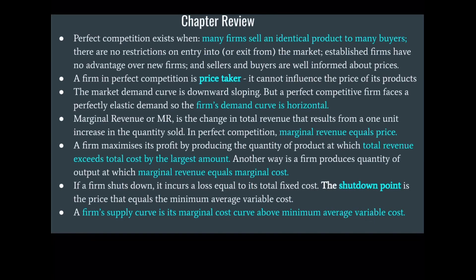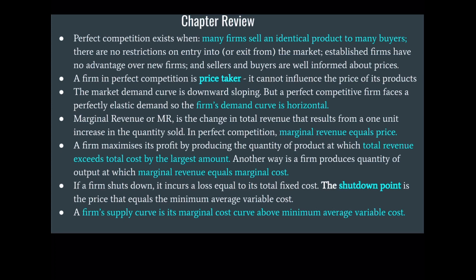Chapter Review. Perfect competition exists when many firms sell an identical product to many buyers. There are no restrictions to entry into or exit from the market. Established firms have no advantage over new firms, and sellers and buyers are well informed about prices. A firm in perfect competition is a price taker. It cannot influence the price of its products.